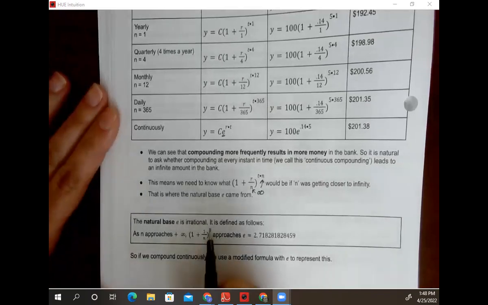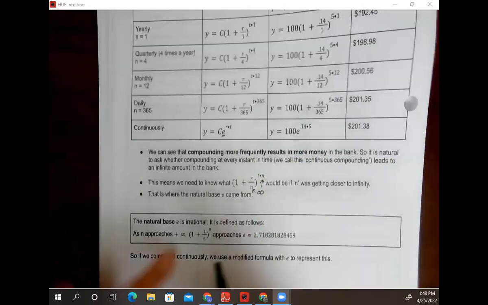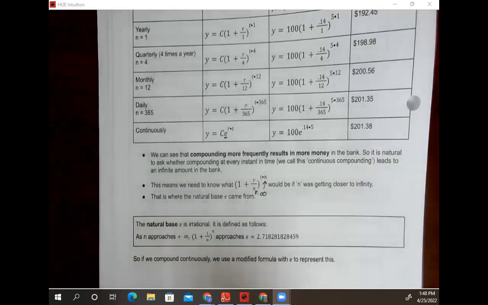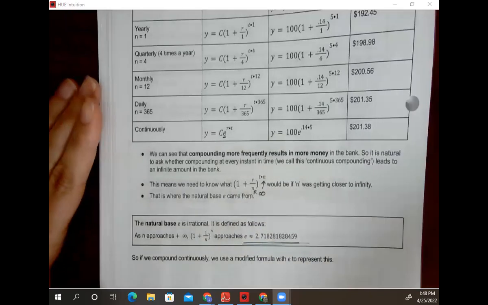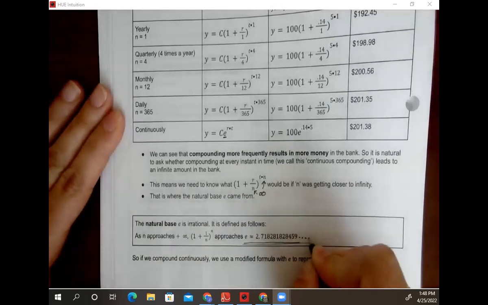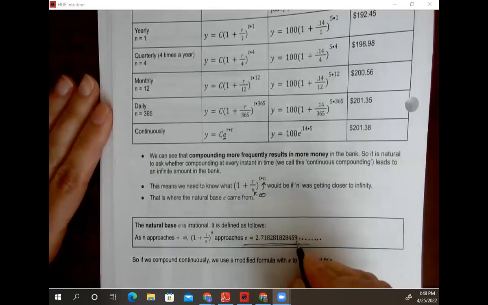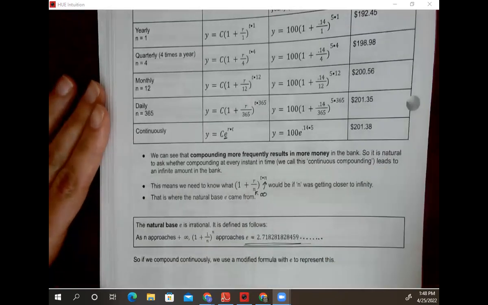As I let this n value get closer and closer to infinity, we'll take the t part of it away for just a second. As I let that value get closer and closer to infinity, this number as a whole gets closer and closer to this value, 2.718... And I should have some ellipses behind that because this number doesn't stop at the 9, it keeps going. Just like pi keeps going, e keeps going as well.